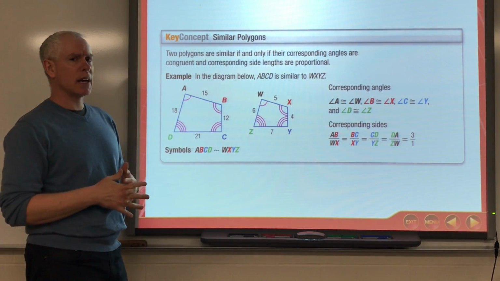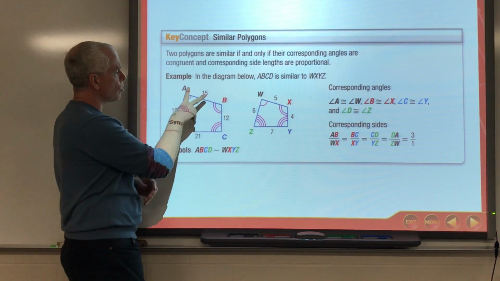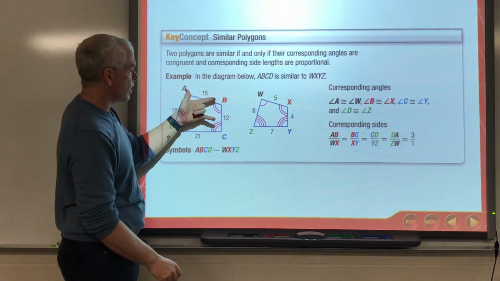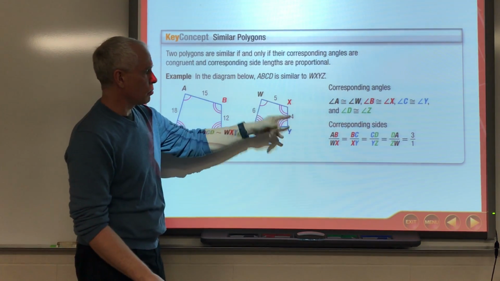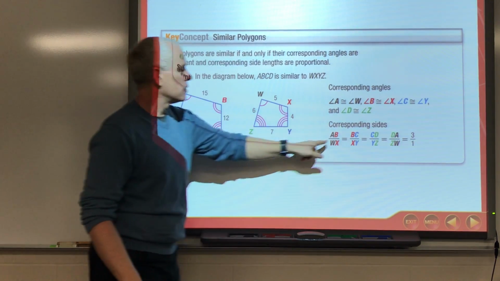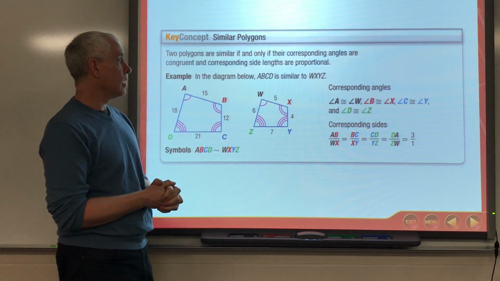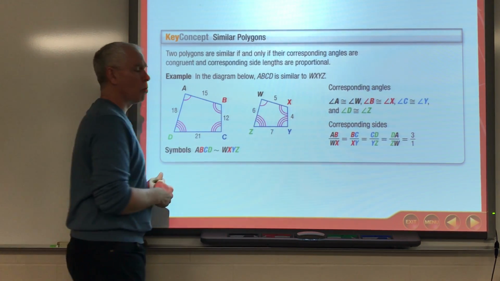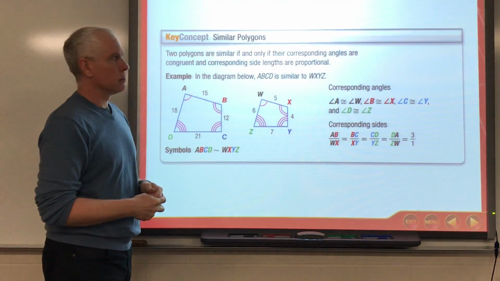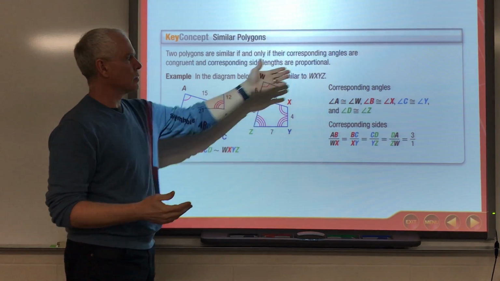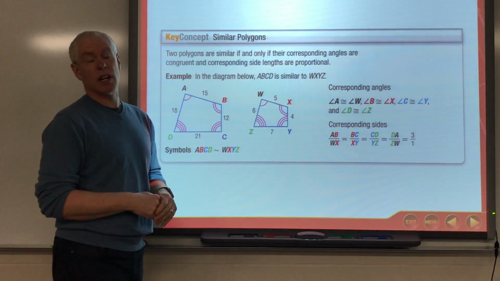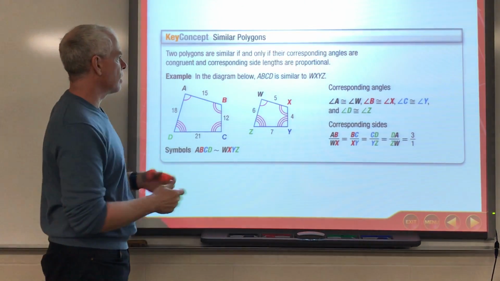And the corresponding sides are in proportion. So if I take the ratio of AB over WX, that should be the same as the ratio of BC over XY. And you can see that statement of proportionality over there. And in this case, that 15 over 5 is 3 to 1. That's the scale factor. Okay, so they're going to ask us to write corresponding congruent angles and a statement of proportionality and potentially the scale factor as we go.